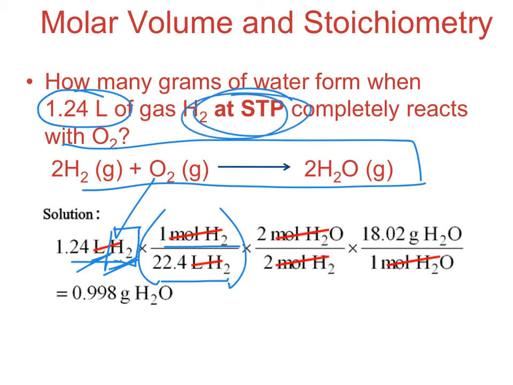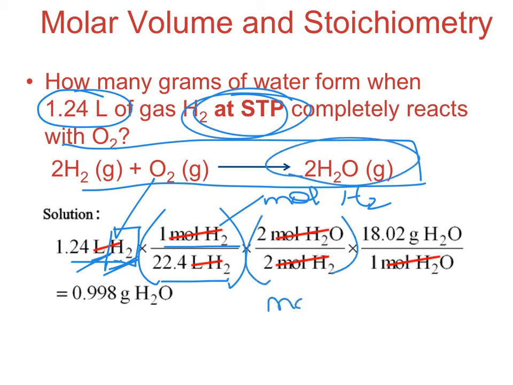Once you are in moles of H2 gas, remember we're trying to get to moles of water. So now you need the mole ratio, which shows the relationship between moles of hydrogen gas and moles of water. That's when you look at the balanced equation at the coefficients, and 2 moles of H2O is made from 2 moles of water.